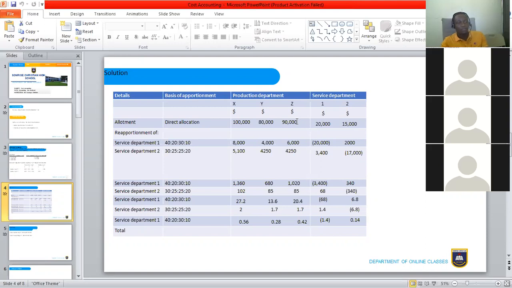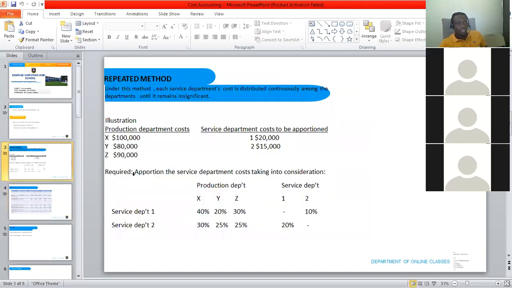All right, if there is no other question, let's move on to the requirement of the question. They said we are required to apportion the service department costs, taking into consideration all this information. You are required to apportion, which means sharing.